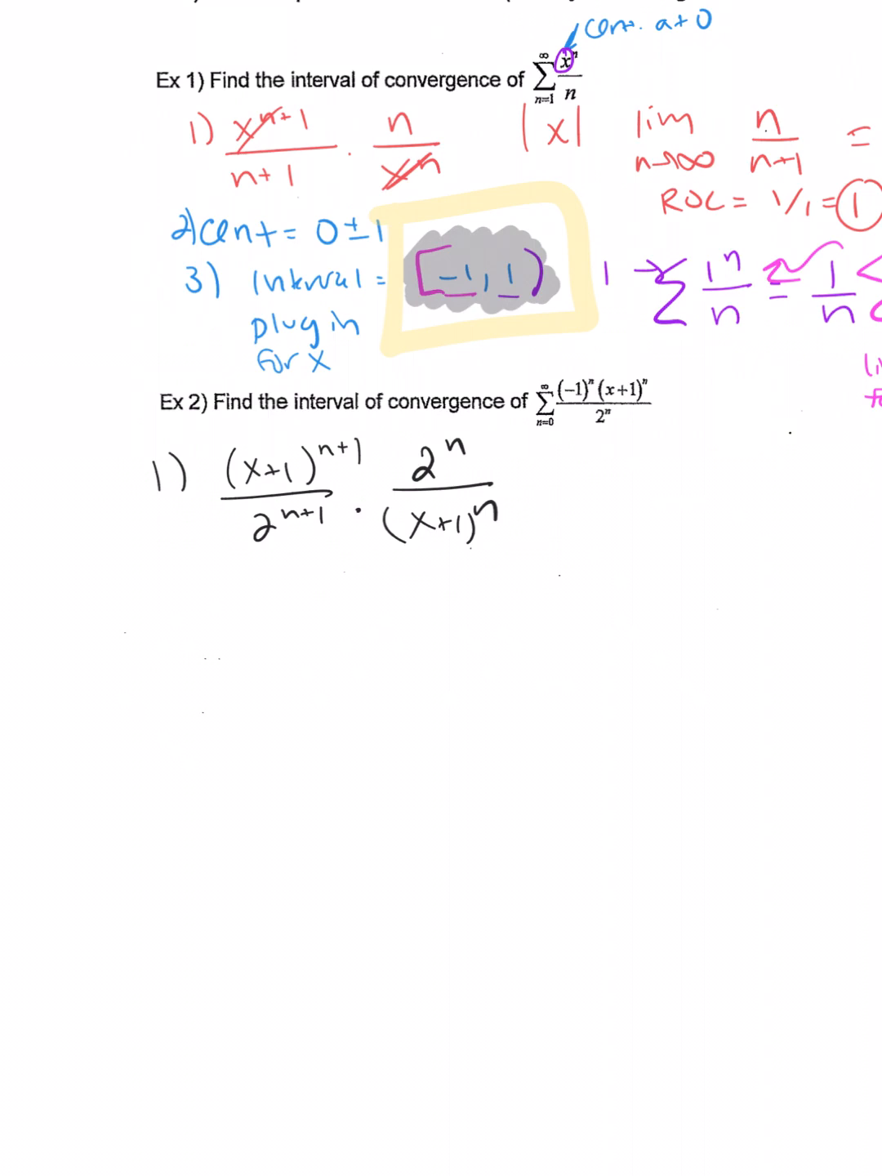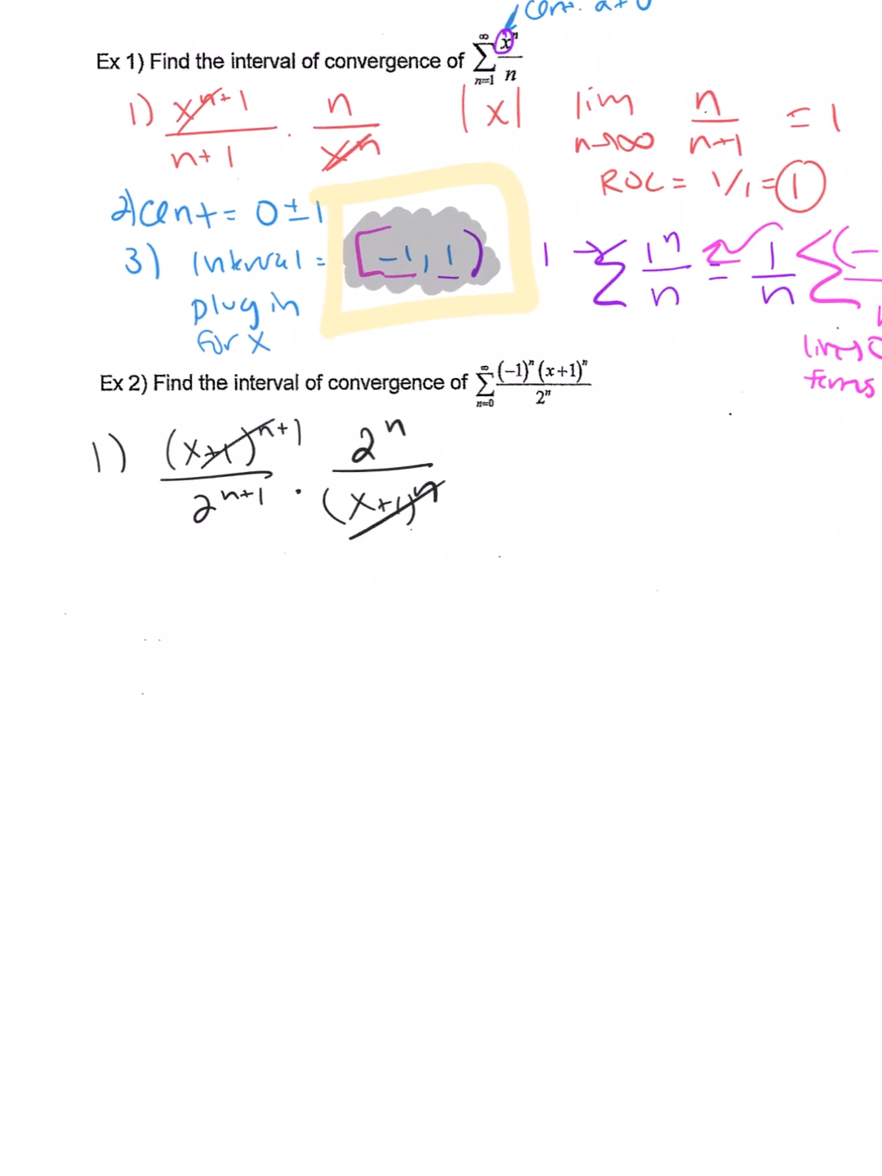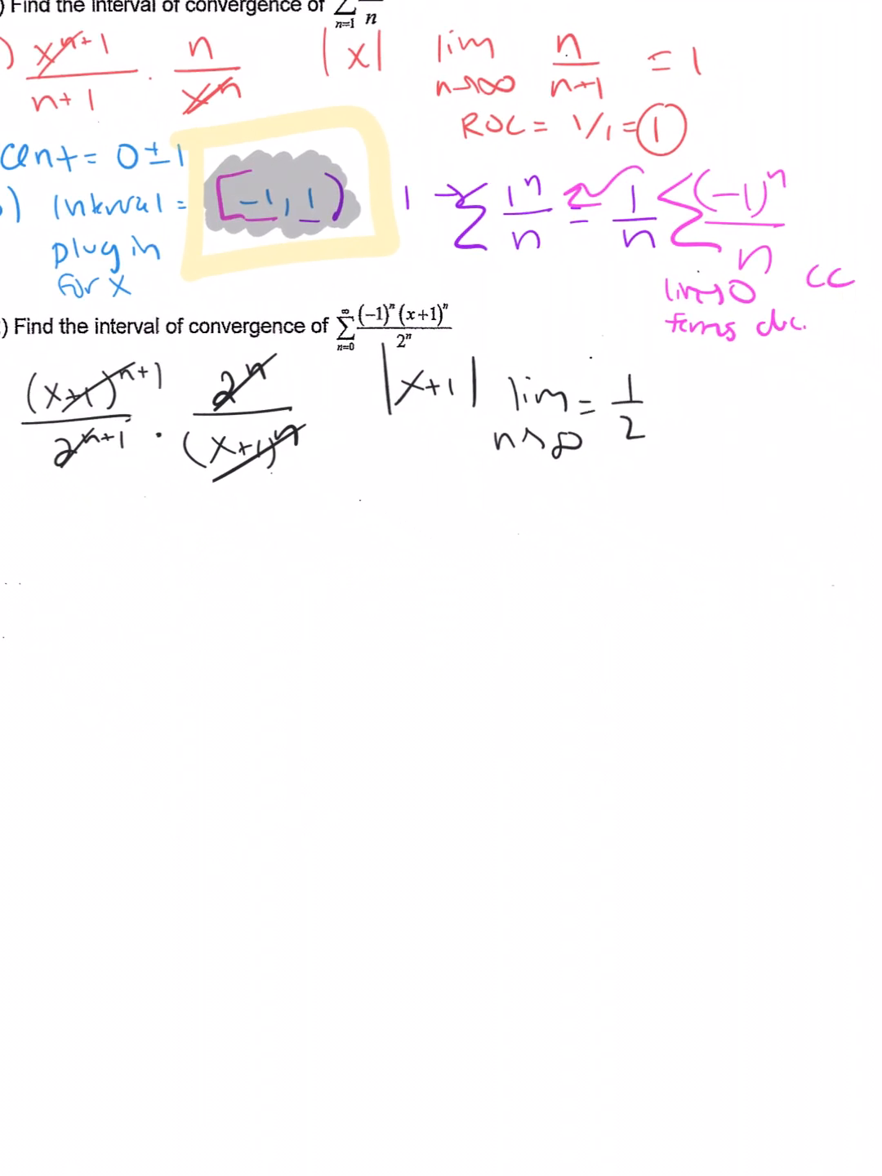Let's cancel some stuff out. So we have this guy and this guy canceling. We're left with x plus 1, and we're going to go ahead and put that in parentheses. We're going to cancel this guy, and we are left with taking the limit as n goes to infinity of 1/2. So we know that my ROC here is going to equal 1 divided by 1/2, so it's going to equal 2.